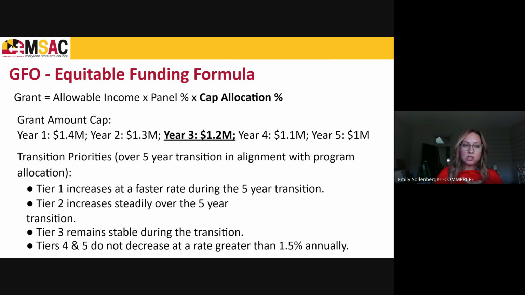Additionally, there's some other transition priorities. So our smaller organizations, tier one and two, are looking to increase their rate at a faster rate over 5 years. Tier three, our mid-size organizations, we're looking to remain stable during the transition. And then tier four and five, our largest organizations, we are looking to not decrease more than a rate of 1.5% from year to year.